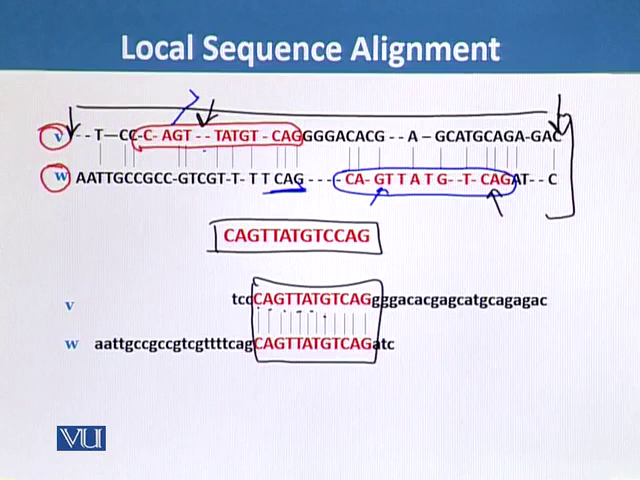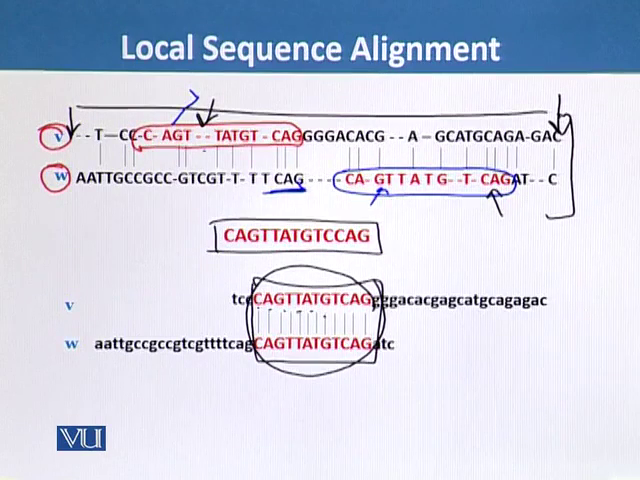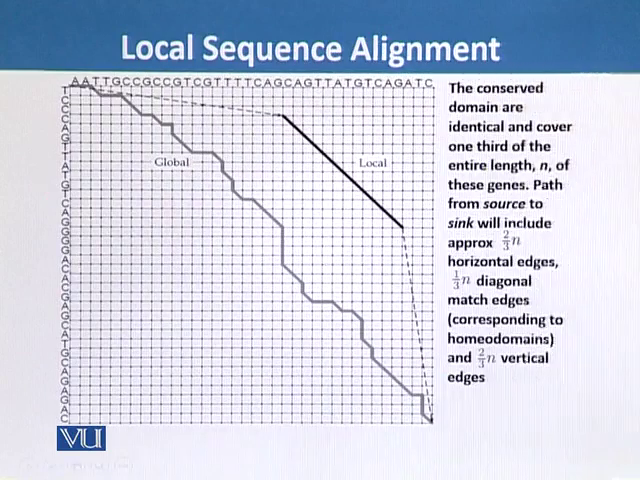So in this case, we will consider only this part of the gene, that is the conserved domain. And because we are only considering a small part, the conserved domain, this alignment is called local sequence alignment.